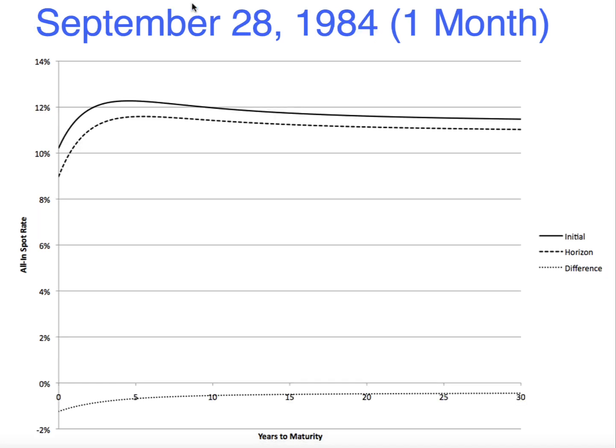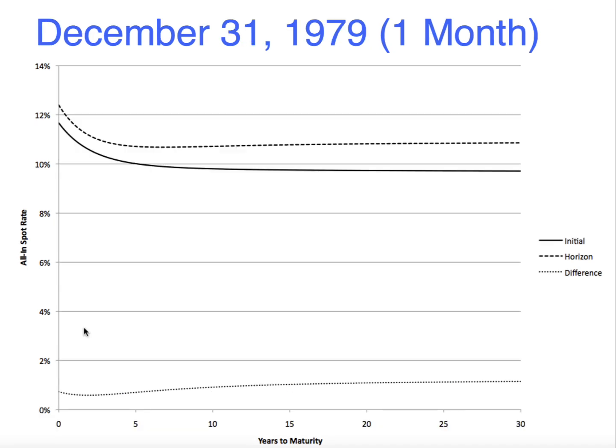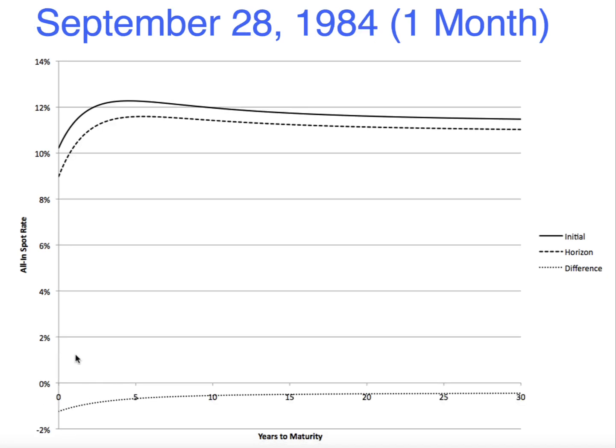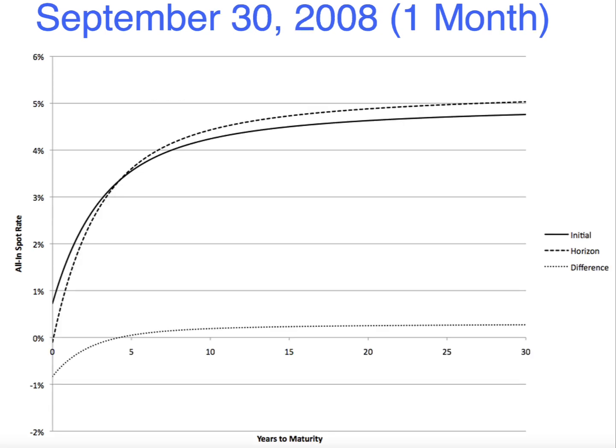And so we basically had rates going up, but the long rate went up more than the short rate. And so on September 28th, 1984, we had rates going down, and it appears here that the short end of the curve, the rates actually moved more, as you can see in this difference line. And so in the previous case, we had the long rate moving more than the short rate. In this case, we have the short rate moving more than the long rate. And we need analytics that can capture these sorts of effects. You can have the twist in the curve.